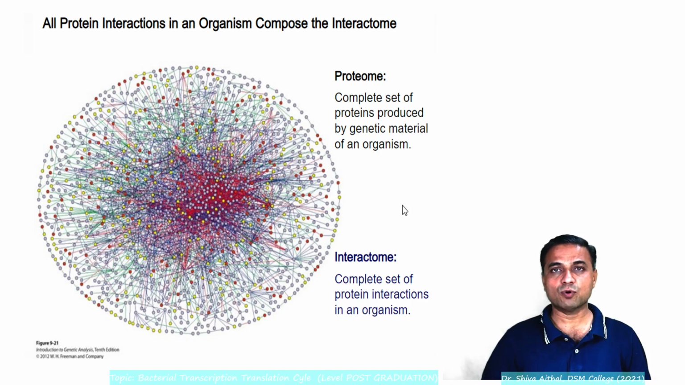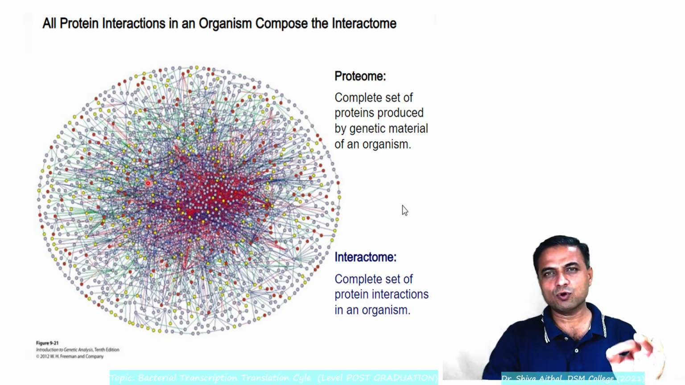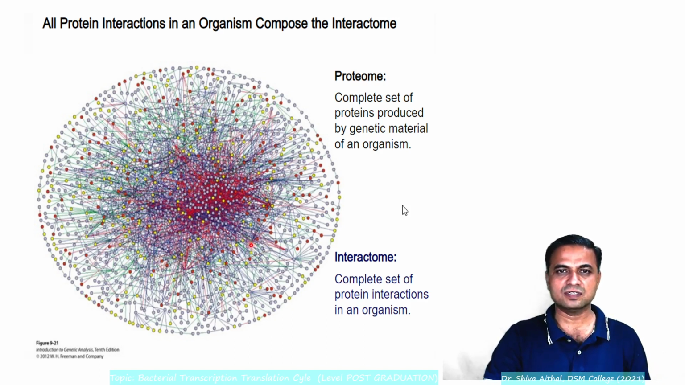That is because, most importantly, each and every cell needs to function with the help of proteins. If you see this slide, see this network, each and every single dot here is a protein. Let us say this is a proteomic map of a cell, any cell in general. This picture you will find in Introduction to Genetic Analysis, 10th edition by Benjamin. The most important part in any life is protein synthesis, and the complete set of proteins produced by the genetic material of an organism.